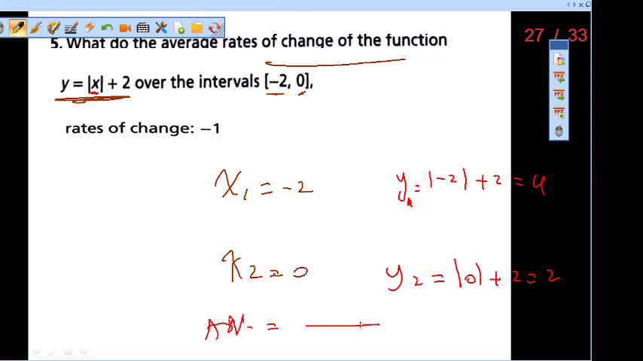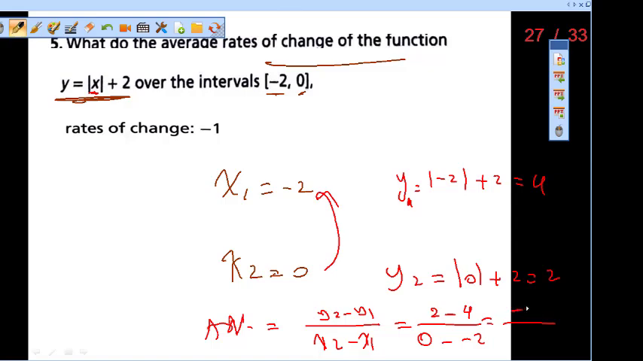And I get the average: y2 minus y1 over x2 minus x1. My y2 is 2 minus my y1 is 4, over 0 minus negative 2, x2 minus x1. It makes what, guys? Negative 2 up and 2 down. It means it's negative 1. It means in this interval, my y decreases by 1. This is what's meant by rate of change. In this interval, each time x moves by 1, my y decreases by 1.